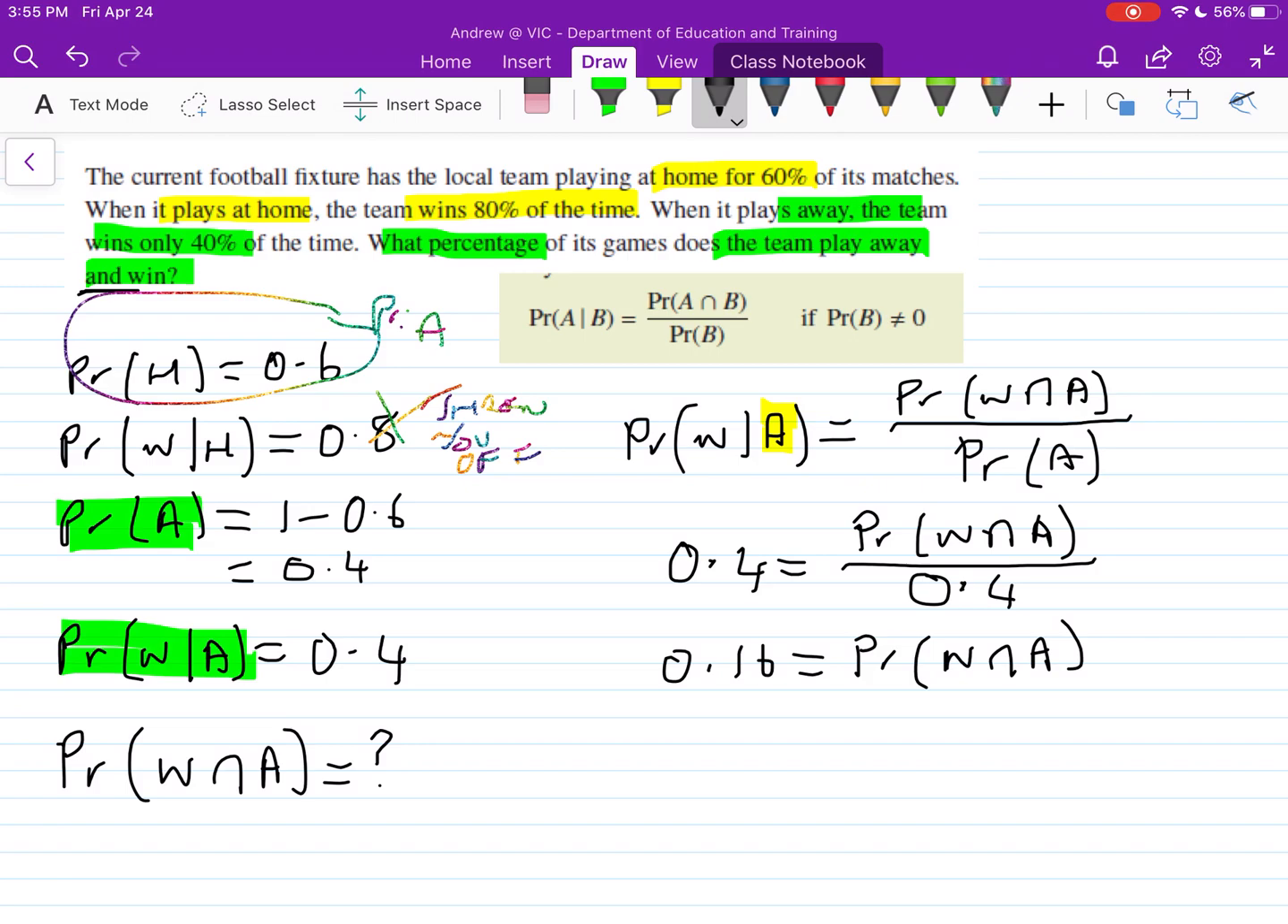So just remember, it asks us to express this as a percentage. And with worded questions, it's always best to write the answer as an actual answer, so in a short sentence. So 16% of games the team plays away and wins.